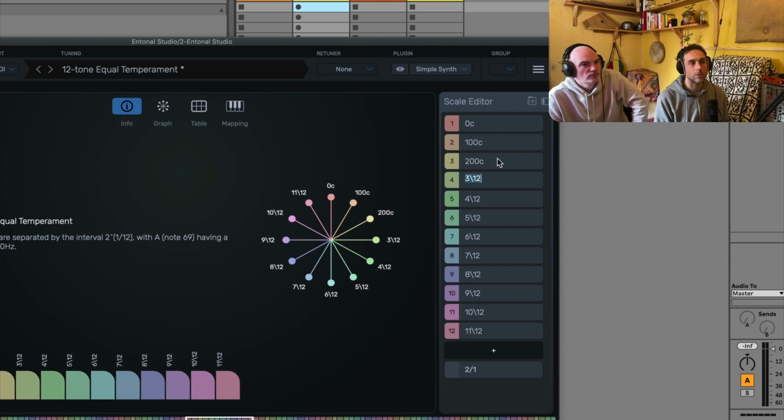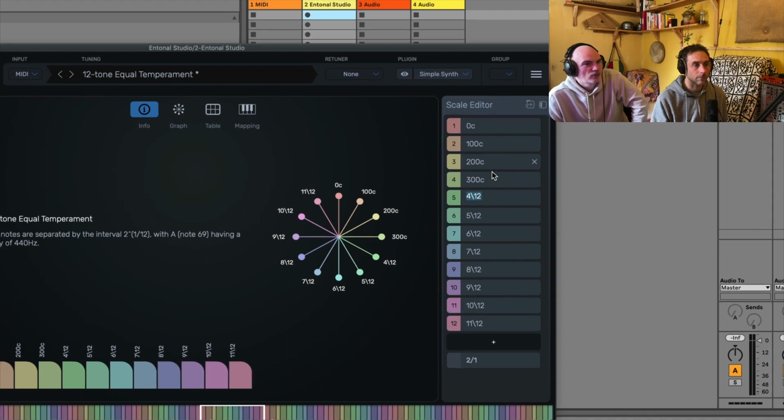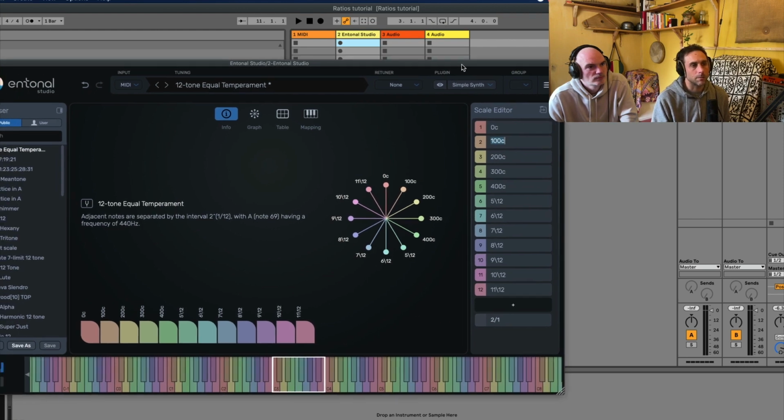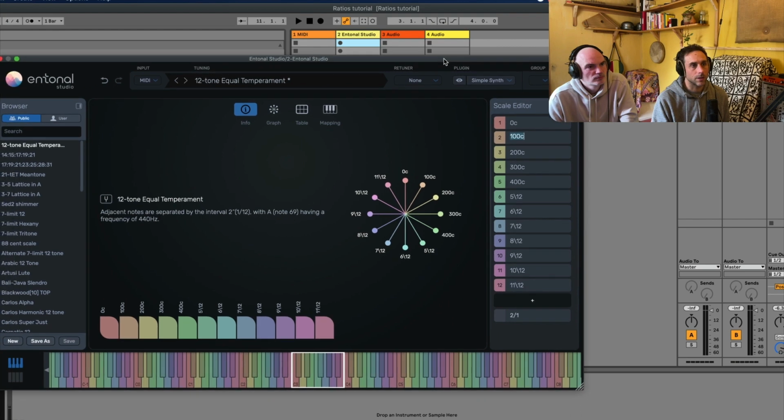200, 300. It's necessary to add the C, otherwise it wouldn't understand it as a cent, right? Exactly. That's very important. If you just put a number in, it interprets it as a number which is linked to how the ratios are interpreted. I'll talk about that in a little bit. Yeah, sure. So we can go 400, etc., going up. And now what we can do is we can play around with this number.